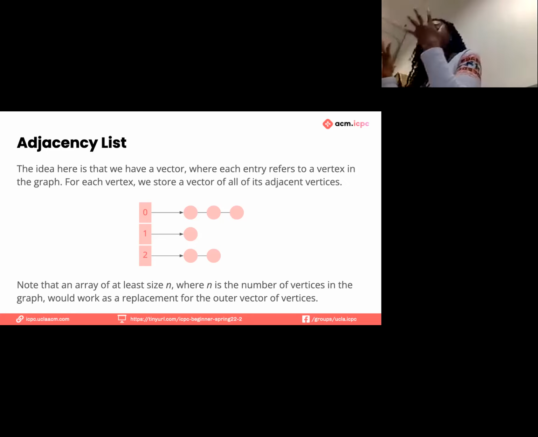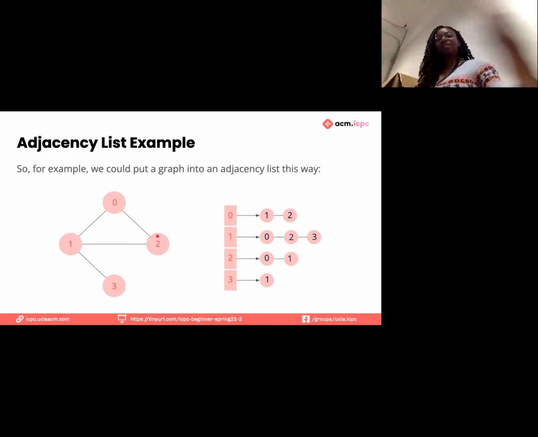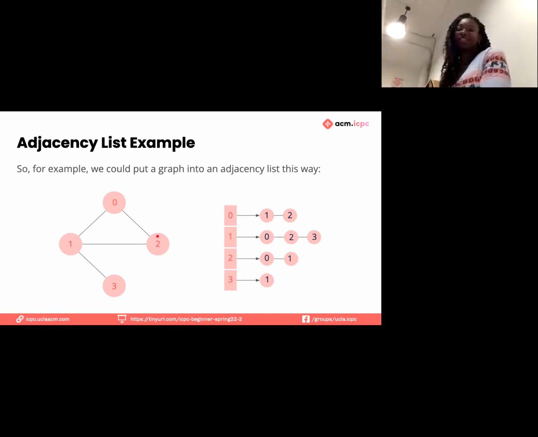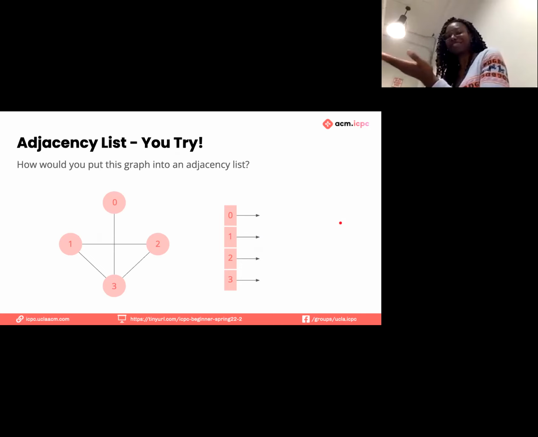So the idea here is that we have a vector where each entry refers to a vertex in the graph. So for each vertex, we're going to store a vector of all its adjacent vertices. So it's basically a vector of vectors, right? So for example, we can put a graph into an adjacency list this way. So we have 0 being connected to 1 and 2, right? So it's adjacent to 1 and 2, and we put that in its adjacency list. 1 is adjacent to 0, 2, and 3. So we have 0, 2, and 3 in its adjacency list. Hopefully that makes sense.